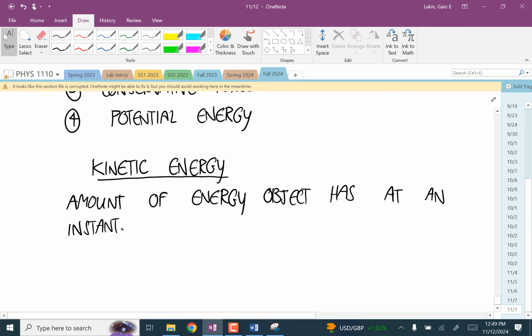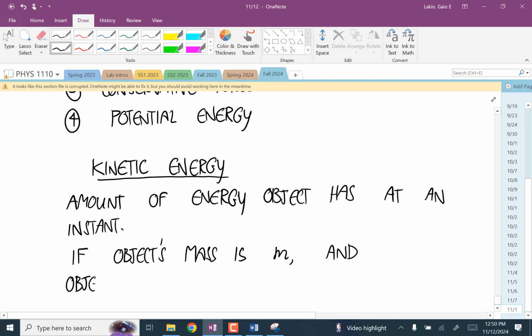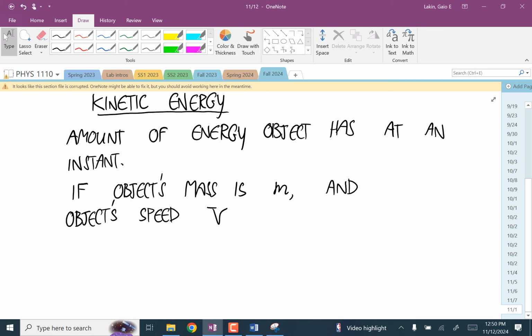And if the object's mass is m, lowercase m, and the object's speed is capital V, then the object's kinetic energy T is equal to 1/2 times the mass times the speed squared.